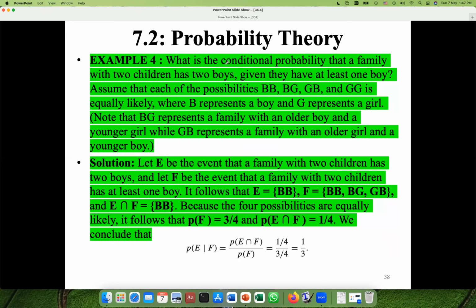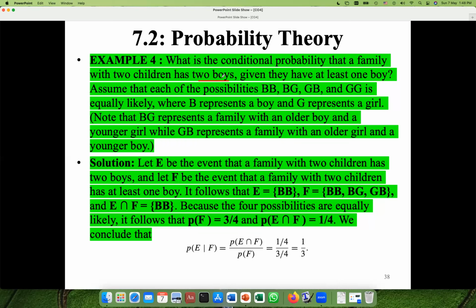Example 4. Or maybe you can read it by yourself. It says, what is the conditional probability that a family with 2 children has 2 boys? There is a family with 2 children, and they will have 2 boys. So what is the probability?